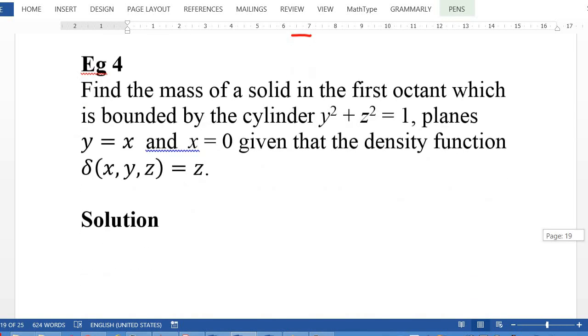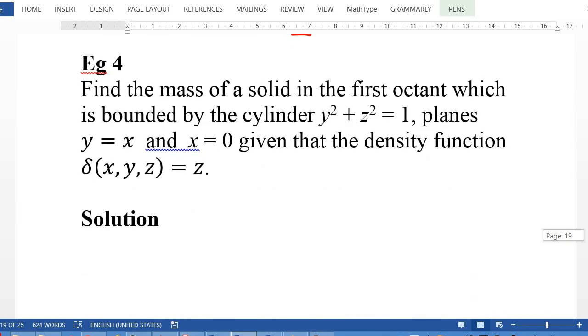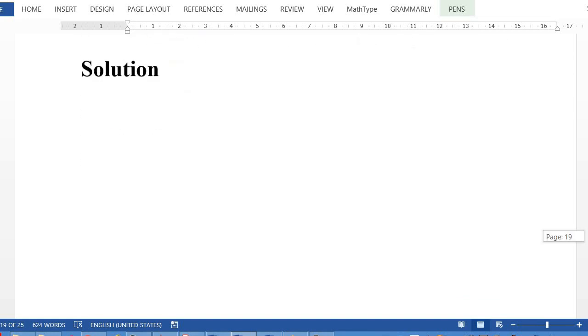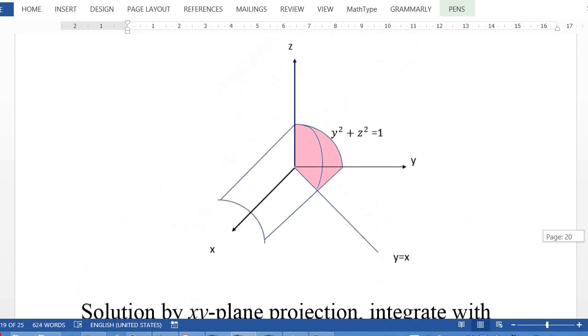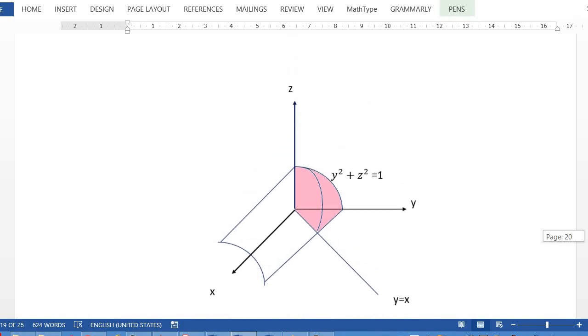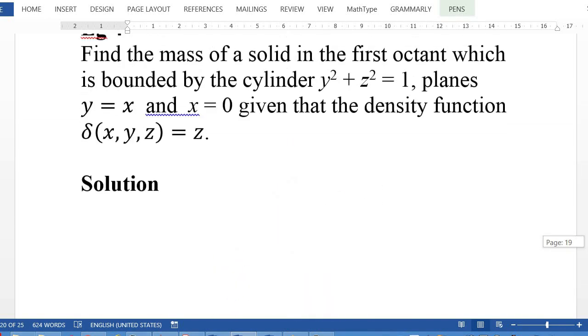Okay, the last example: find the mass of a solid in the first octant which is bounded by the cylinder y squared plus z squared equal to 1, the plane y equal to x, and x equal to 0, given that the density function is delta xyz equal to z. Okay, this is the solid, the cylinder y squared plus z squared equal to 1, in the first octant.